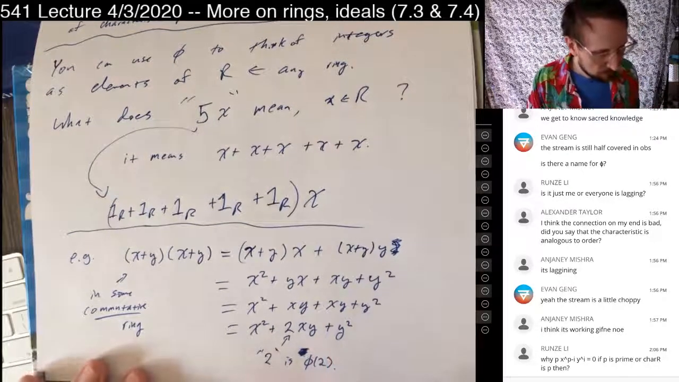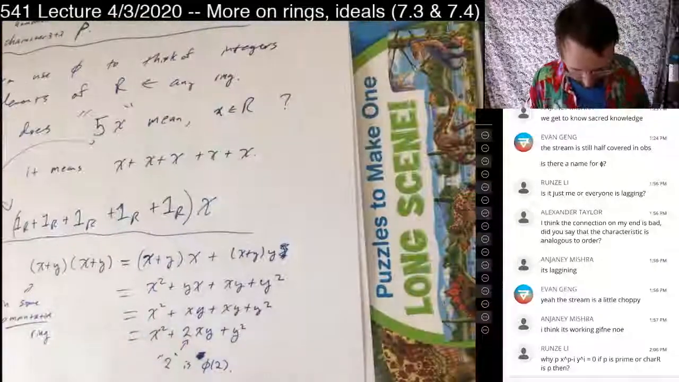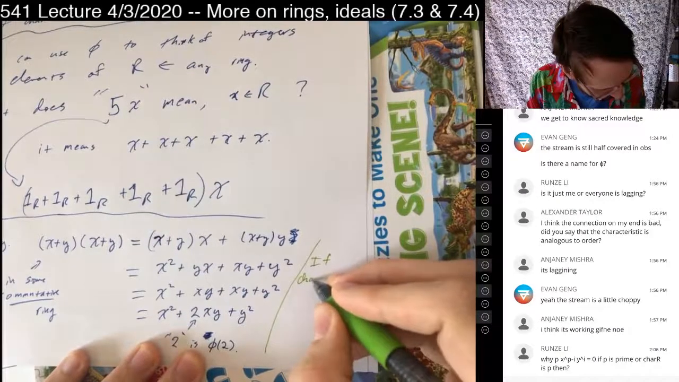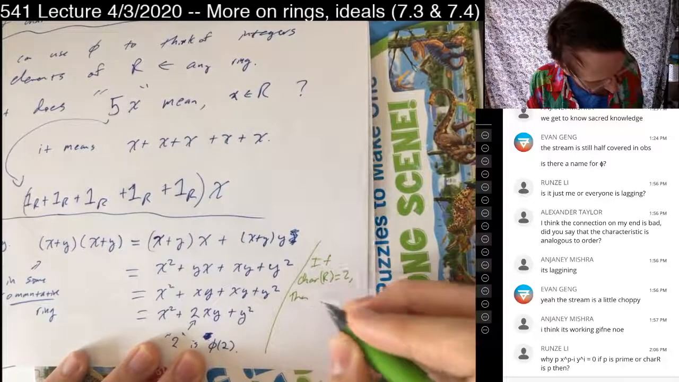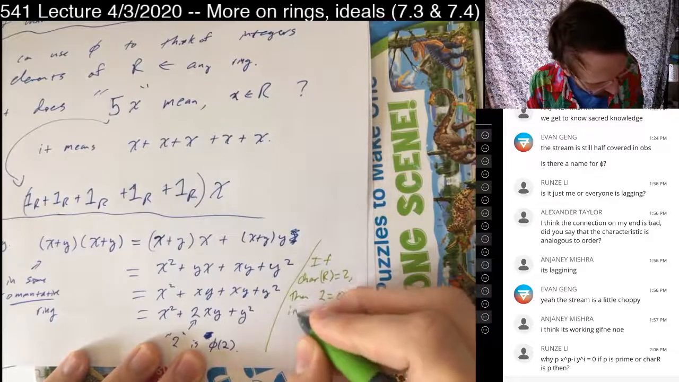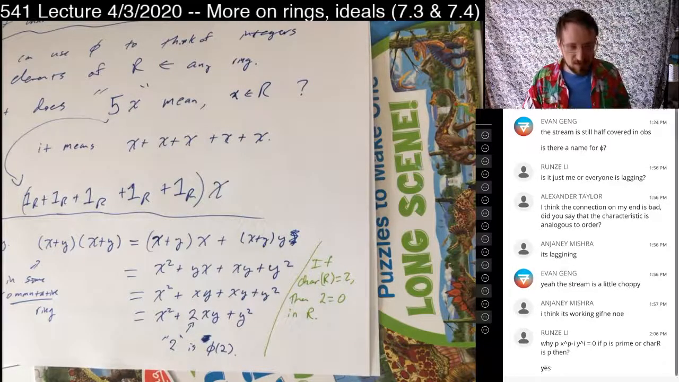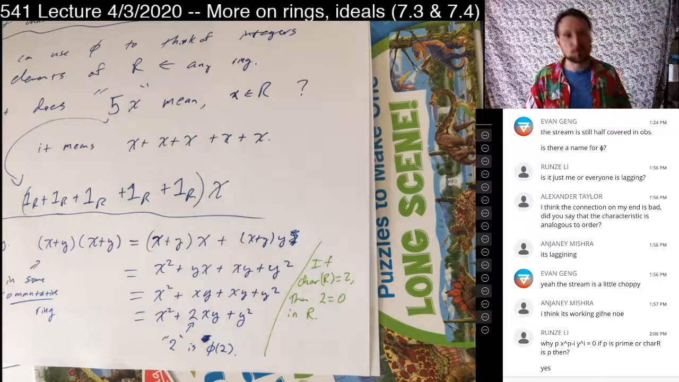Cool. Question is, why does p choose i go to 0 if p is prime, or characteristic of R is p? Right. So, for example, if I just do this case here, if the characteristic of R equals 2, then 2 is equal to 0 in the ring. That's what that means. Does that make sense? It literally means that the identity added to itself is equal to 0 in that ring, which is true, for example, in Z mod 2Z.